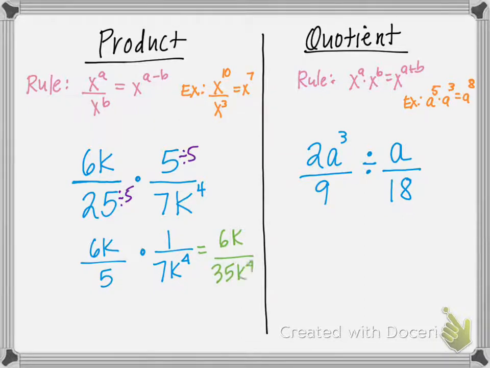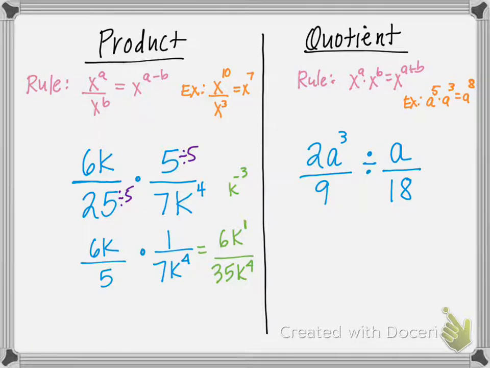Now I need to use this rule right here, which says if they have the same base and you're dividing, you're subtracting the exponents. So this is k to the 1st and k to the 4th. If I subtract 1 minus 4, I do get a negative 3. That negative 3 just means the k is going to land in the denominator.